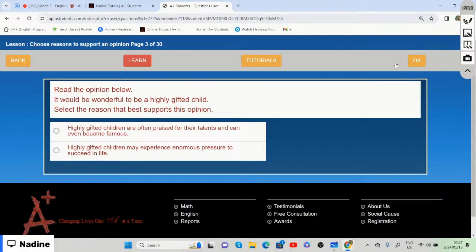All right. So we say it would be wonderful to be a highly gifted child. We need to select the reason that best supports this opinion. Highly gifted children are often praised for their talents and can even become famous, whereas highly gifted children may experience enormous pressure to succeed in life.